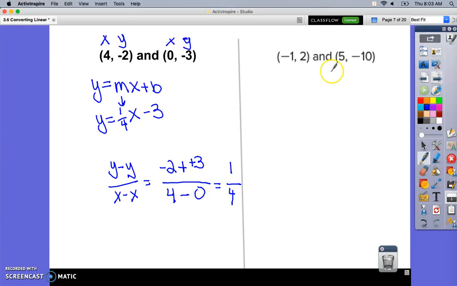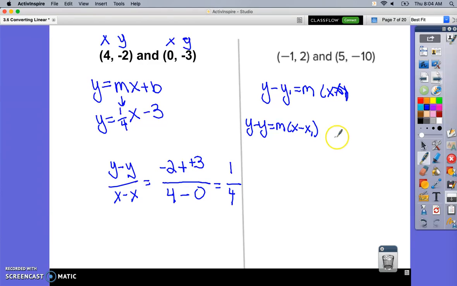Okay, over here I would use point slope form. So I still need 1 point and the slope. Oh, I ran out of room on my board. Oh, it's kind of hard doing it.